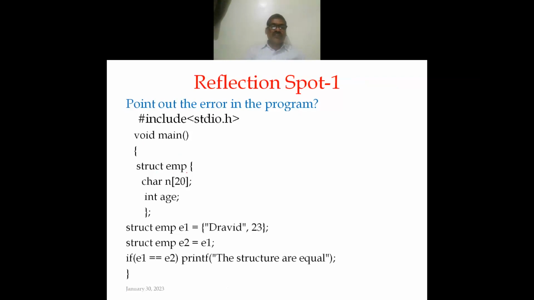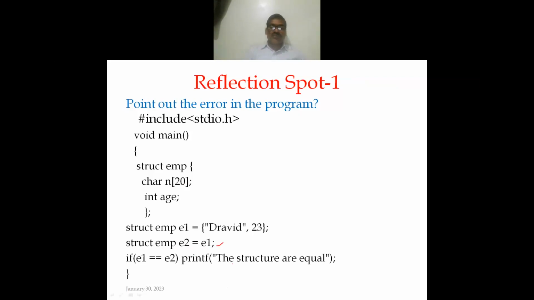Now coming to this reflections part 1: point out the error in the program. So struct emp, we have char n of 20 and int age. These are the two data members we have. So struct emp e1 is equal to David comma 23, name and age. Struct emp e2 is equal to e1. So we are declaring e2 which is equal to e1.